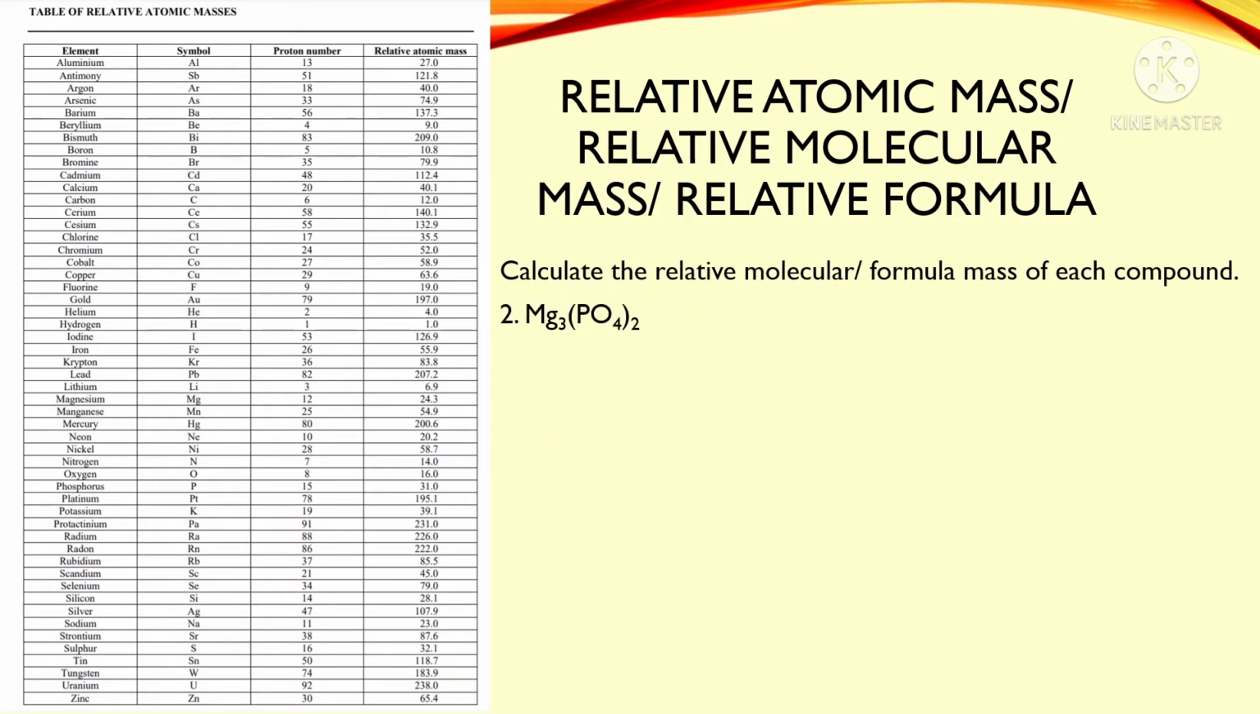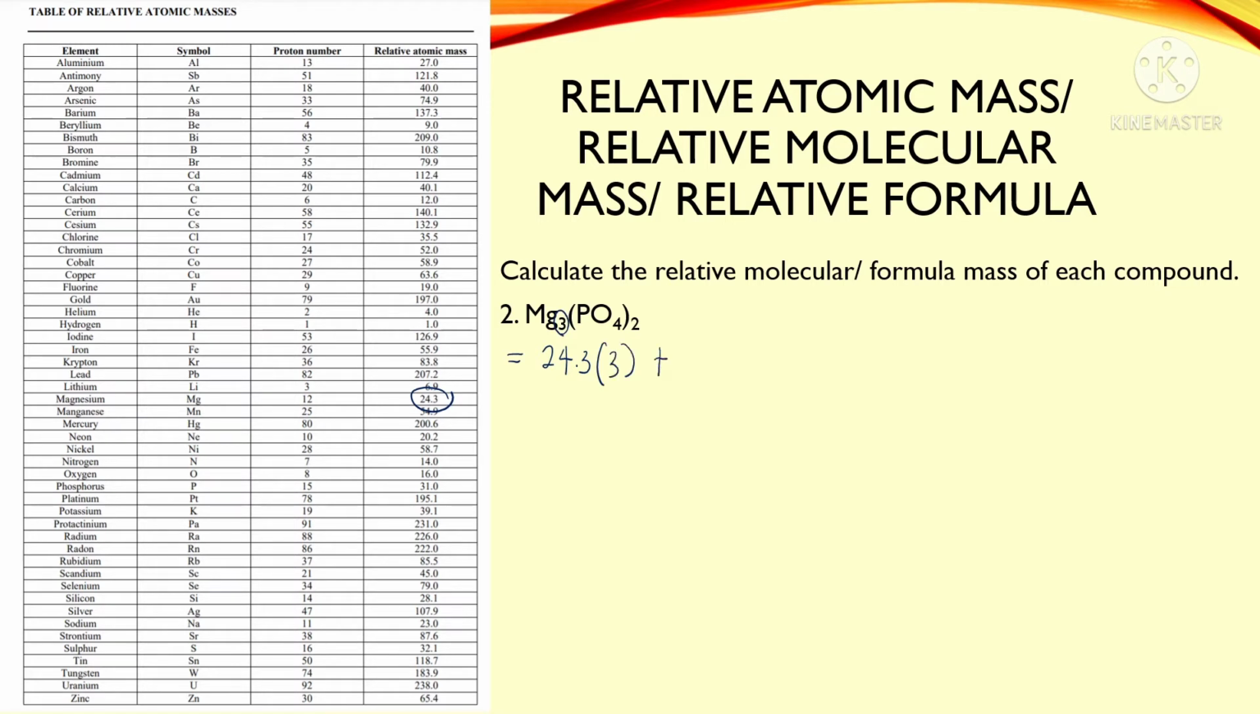Now we move on to look at second example, magnesium phosphate. Magnesium phosphate is an ionic compound, so we are calculating the relative formula mass. So how to calculate the relative formula mass? It's the same thing. We need to sum out the relative atomic masses of all the atoms present in magnesium phosphate. So the first atom present is magnesium with the relative atomic mass of 24.3. And there are 3 magnesium, so times 3.